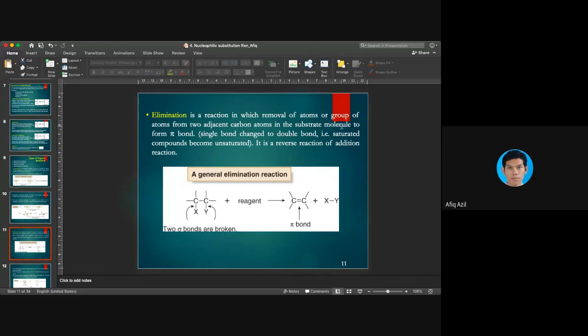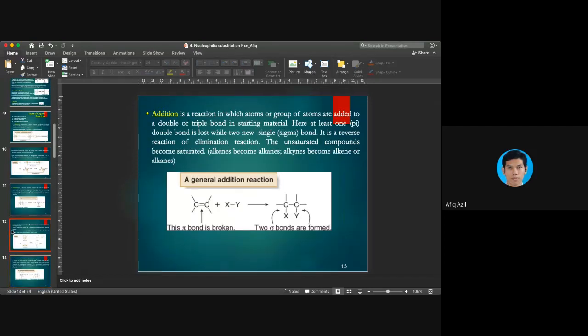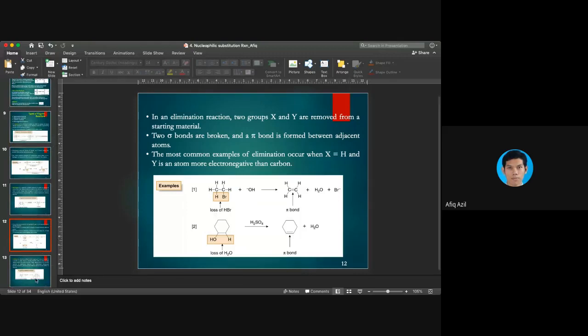So in the substrate molecule, to form a pi bond, the reaction involves two sigma bonds being broken. So sigma is a single bond. And for the product, one new pi bond will form, which is the double bond. So this is actually the reverse reaction of the addition reaction, which is the third one. This one we'll see an example of later in topic number 5.